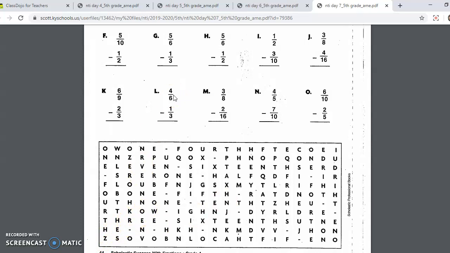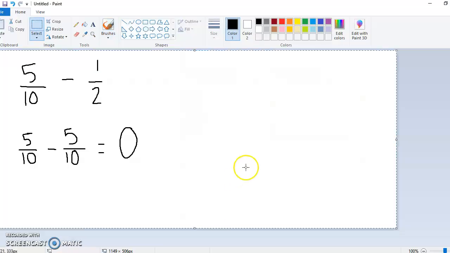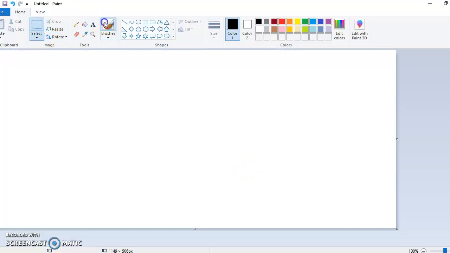Then I'll do one more with you. We can do 3/8 minus 2/16. 3/8 minus, I believe it's 2/16. Let's double check. Yep, 2/16. So I don't want to mess with this guy and make it any bigger. Really smaller because 16ths are smaller, but that's okay. Let's not get ourselves confused.